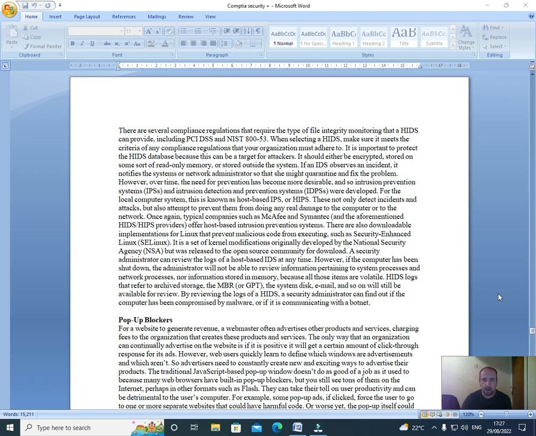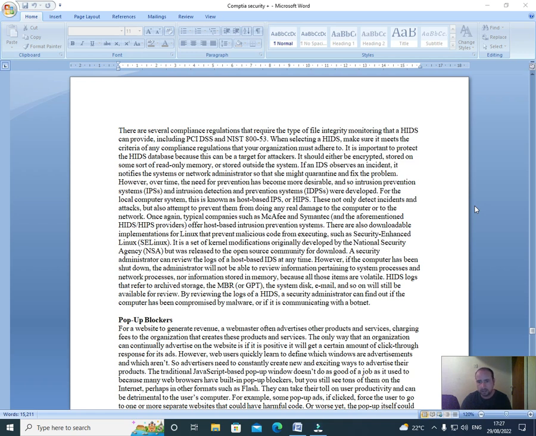There are several compliance regulations that require the type of file integrity monitoring that a HIDS can provide, including PCI DSS and NIST 800-53. When selecting a HIDS, make sure it meets the criteria of any compliance regulations that your organization must adhere to. It is important to protect the HIDS database because this can be a target of attackers. It should either be encrypted, stored on some sort of read-only memory, or stored outside the system.